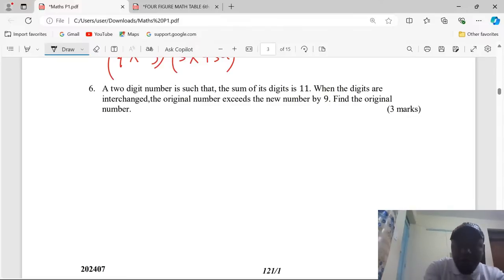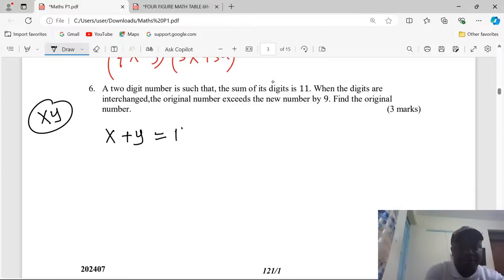Okay. Now we are talking of a 2-digit number such that the sum of its digits is 11. So we can just come up with a simple equation. We can let the number be xy, so that when we are talking of the sum of the digits, we say x plus y is equivalent to 11. This is our first equation.